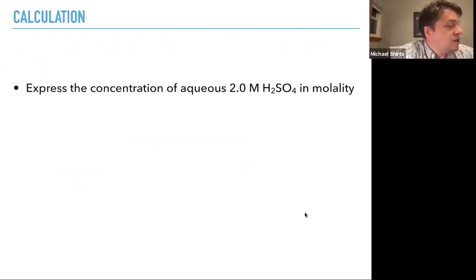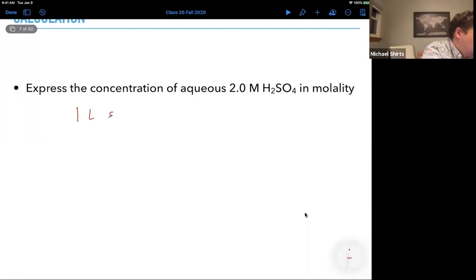Express the concentration of aqueous 2.0 molar H2SO4 in molality. Okay, well, it's going to be moles of solute. So let's say we have 1 liter. We're given a concentration, so we can pick an arbitrary amount. If we take 1 liter of solution times 2.0 moles H2SO4 per liter, then obviously we're going to get 2 moles H2SO4.